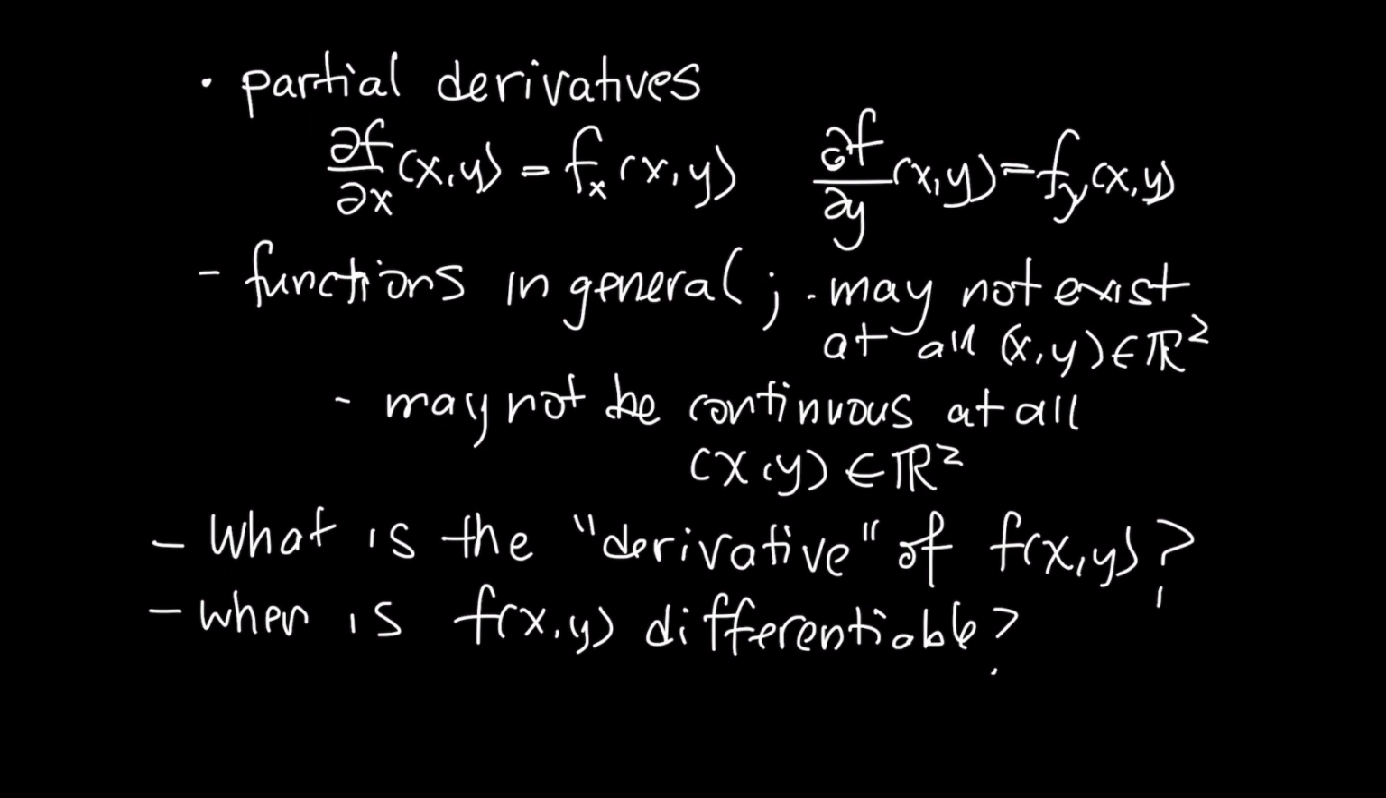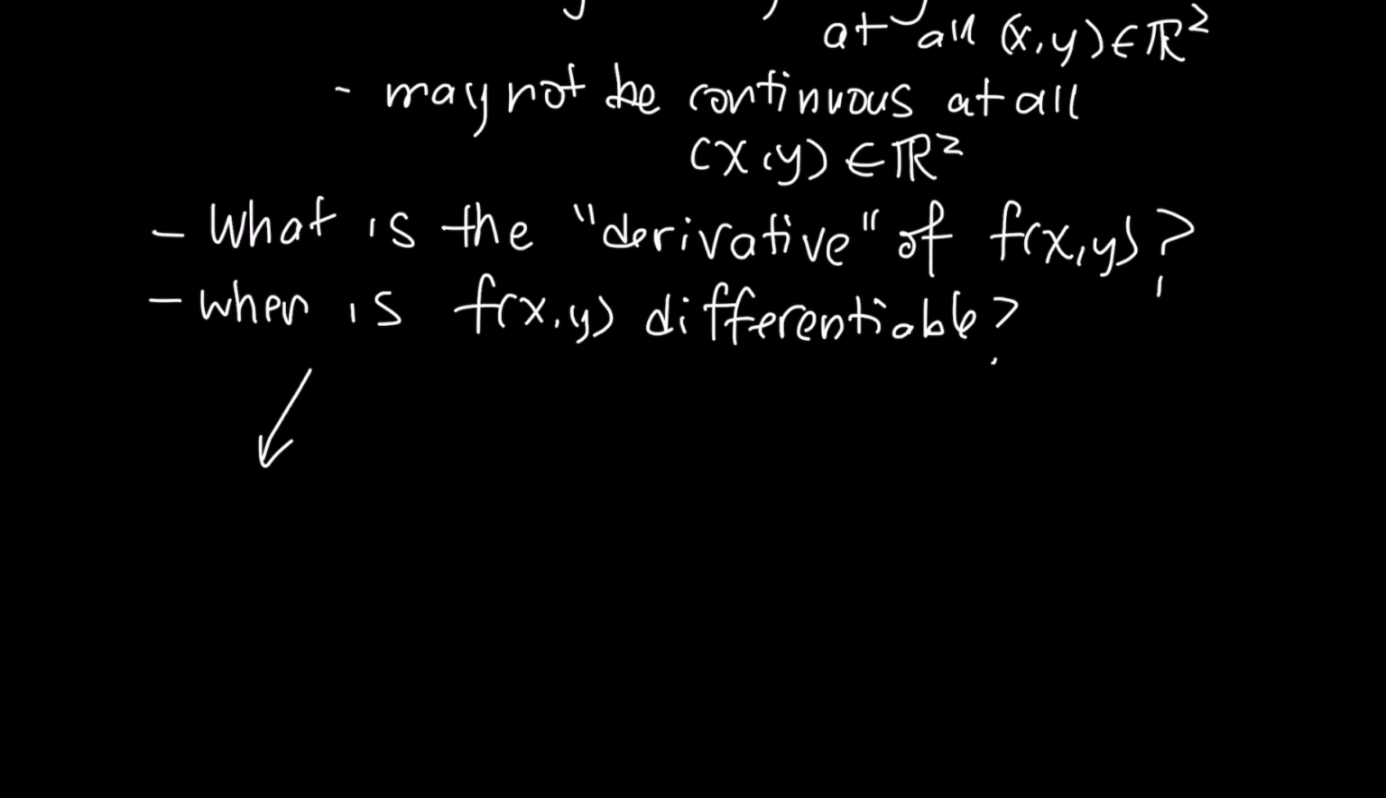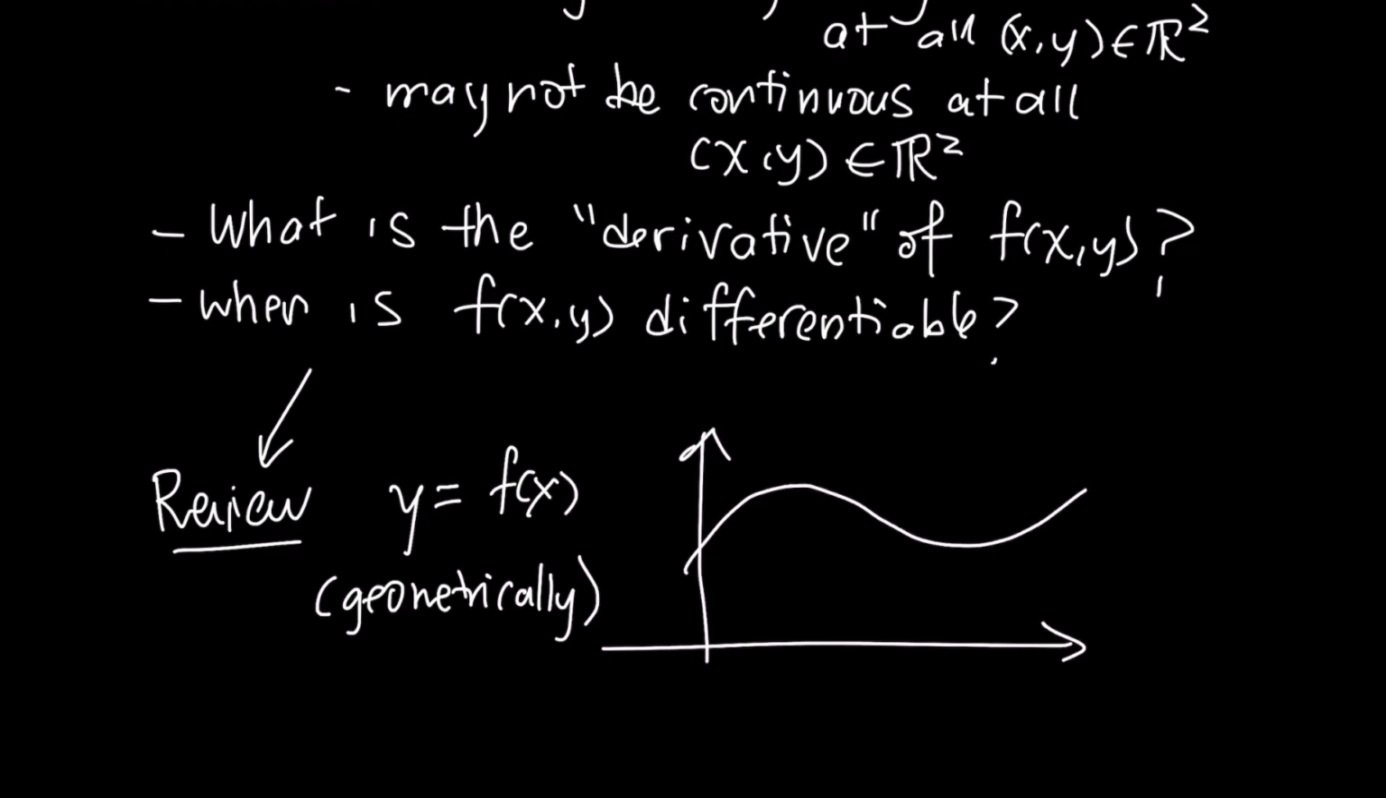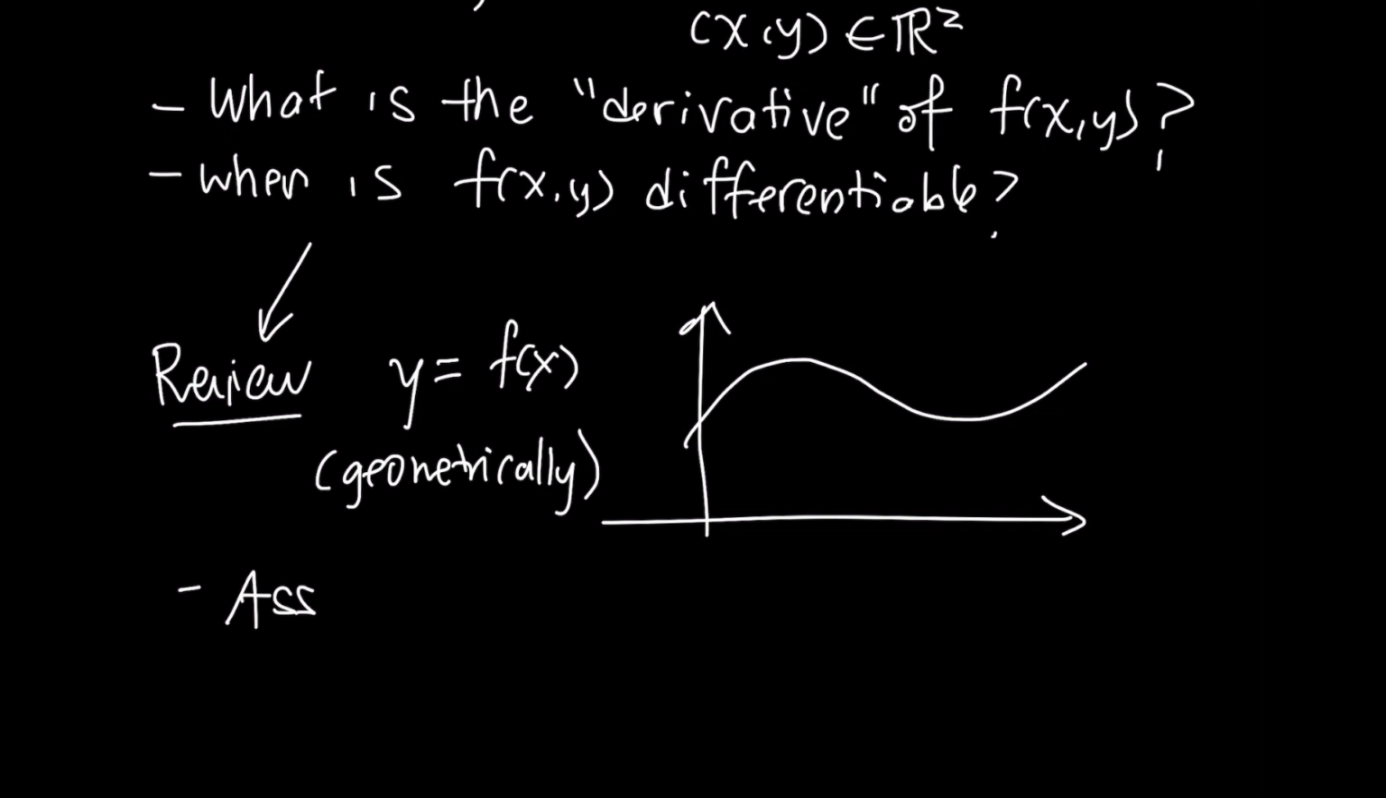What is the derivative of a multivariable function? And when is a multivariable function differentiable? If you've got a function of one variable, y equals f of x, remember that we introduced the derivative geometrically. So we will assume that f is differentiable at the point x equals a.